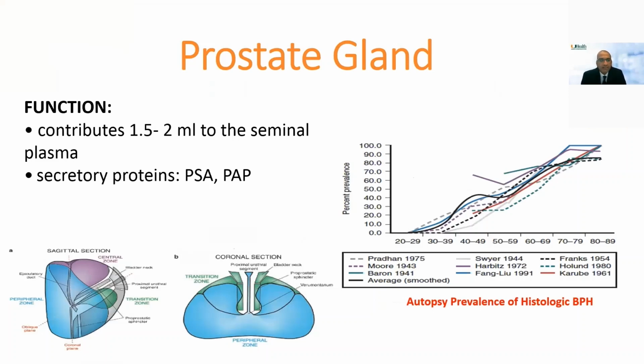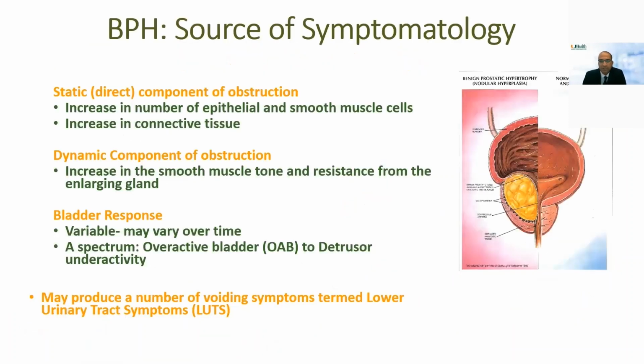So just very basic, in terms of a prostate gland, what function does the prostate gland have? Well, it contributes 1.5 to 2 ml to the seminal plasma and is responsible for production of some secretory proteins like PSA and PAP. But when we look at the autopsy prevalence of histologic BPH, we all know that over 50% of men at age of 50 and 90% of men at age of 90 will have histological BPH.